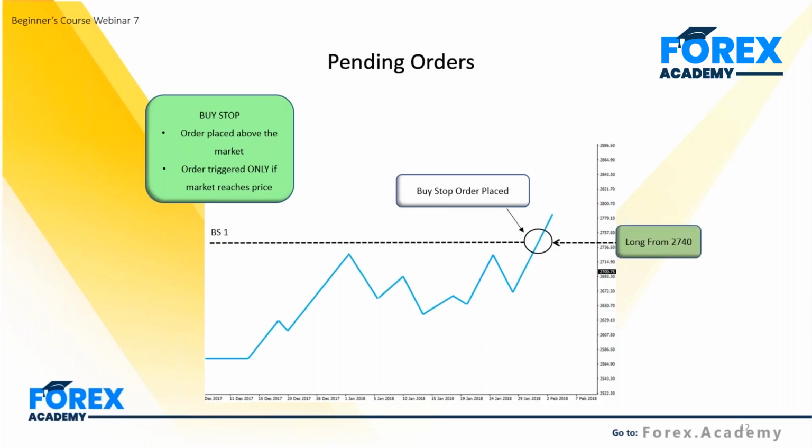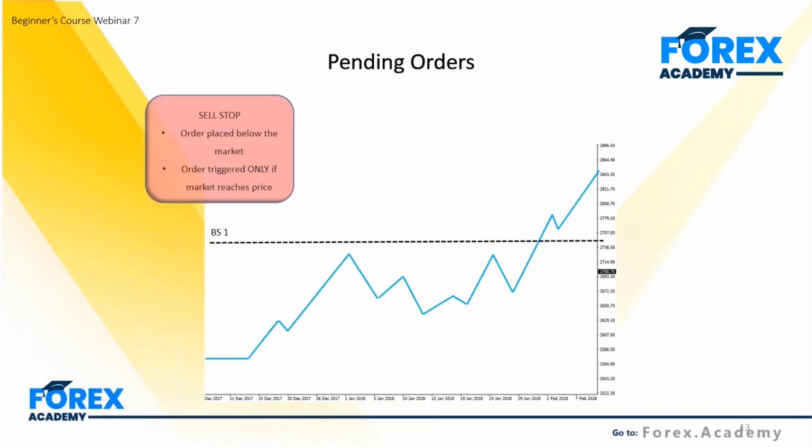The objective is obviously only to realize the move if it occurs. If the market trades sideways, which we'll discuss, we won't effectively realize that objective. So again, you can use a different pending order called a sell stop. This is an order placed below the market, and it's only triggered if the market reaches the price or realizes the price in question.